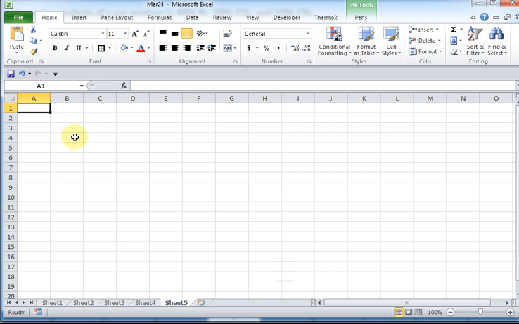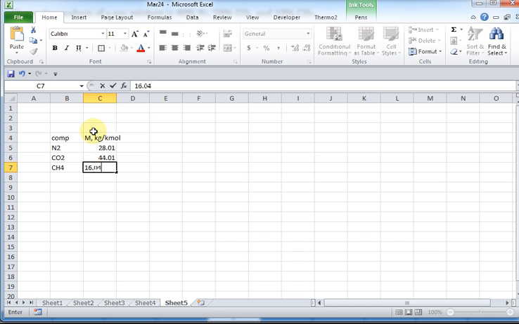So what we do in Excel is I would just make a table like this, a component. So what components do we have? We have nitrogen, we have carbon dioxide, I misspelled that, CO2, and we have methane, true. And might as well put molar mass in units of kilograms per kilomole because the molar mass does have units. It's 28.01, it's 44.01, and 16.04.